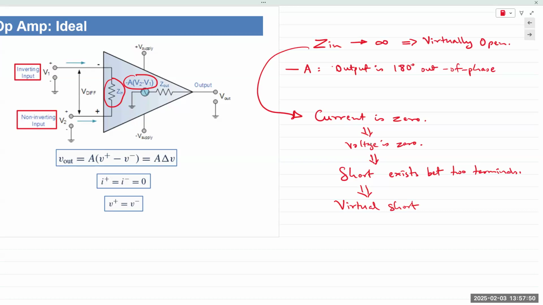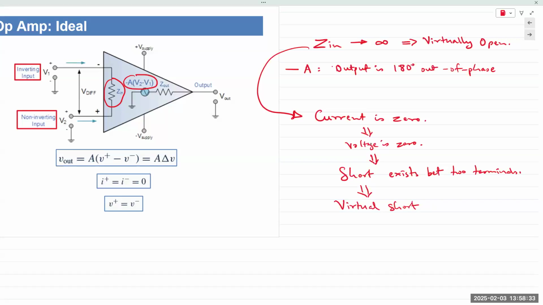Could you elaborate on what virtual short actually means? Like, what do you mean by virtual? So virtual short, in this case, we would simply say the voltage at both terminals is exactly the same. And because the voltage is exactly the same, we say that they are virtually short-circuited. There is no short circuit, there's no wire that is actually physically present between the 2. But because the voltage at both terminals is supposed to be the same, we say they are virtually connected by a wire. So that concept is referred to as a virtual short. Thank you.